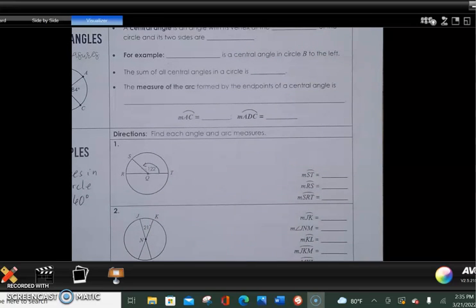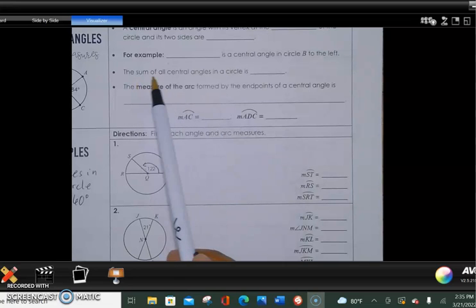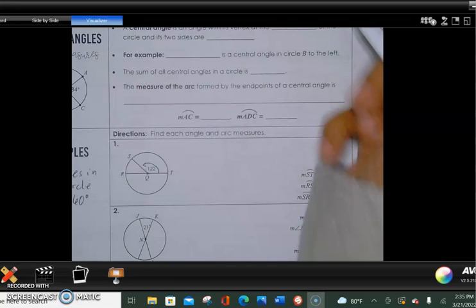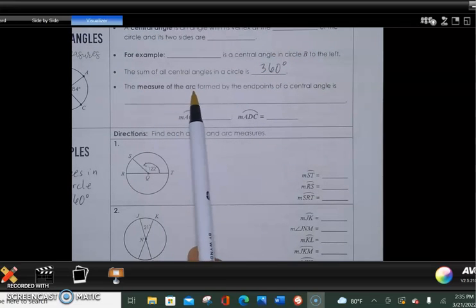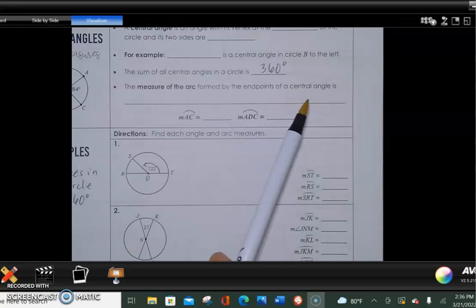So now remember also it says right here, the sum of all central angles in a circle is 360. And then here, the measure of the arc formed by the endpoints. So remember when they say endpoints of an arc, remember an arc is just this little piece here. So from this endpoint to this endpoint is what they're talking about. The measure of the arc formed by the endpoints of a central angle is equal to this value here, going from the center out in either direction, okay?